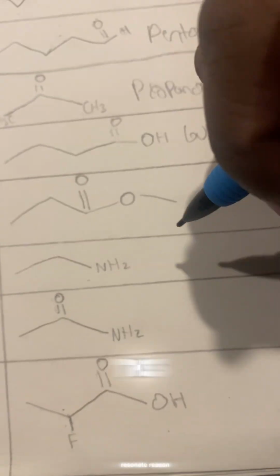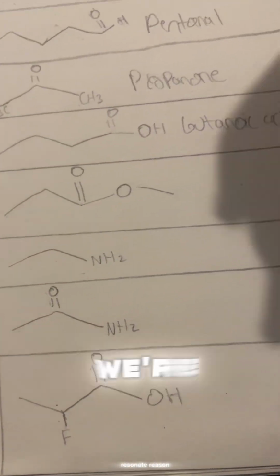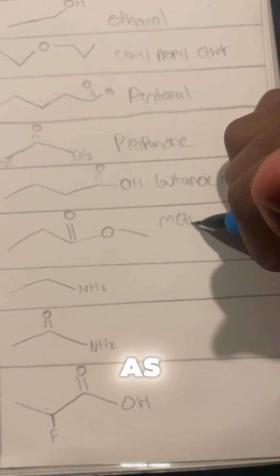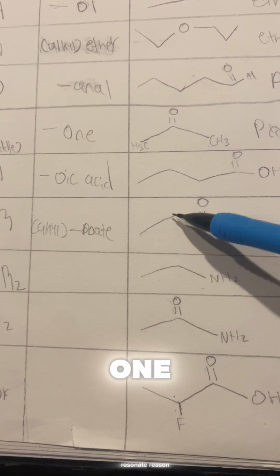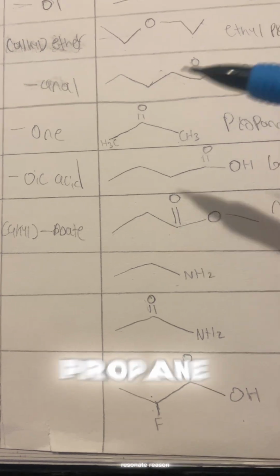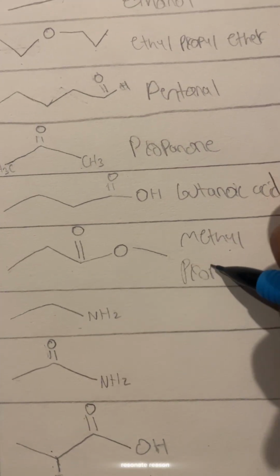So the alkyl is going to be the one that doesn't have the double bond of oxygen. So since this is a methyl group, we're going to write this first as methyl. And now we're going to count the carbons on the ester group, which is 1, 2, 3. So that's propane. So it's going to be methyl propanoate.